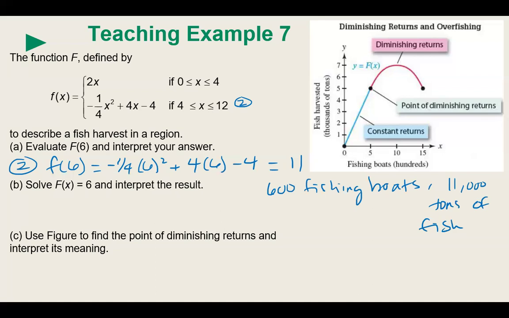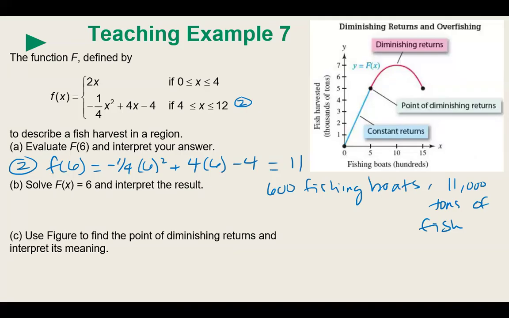And when we're given our y, it's going to be like us having to work backwards. Does that make sense? You're trying to figure out what x value would produce 6. And what does that 6 represent? That represents 6,000 tons of fish, right? So how many boats need to go out in order for me to get approximately 6 tons of fish?